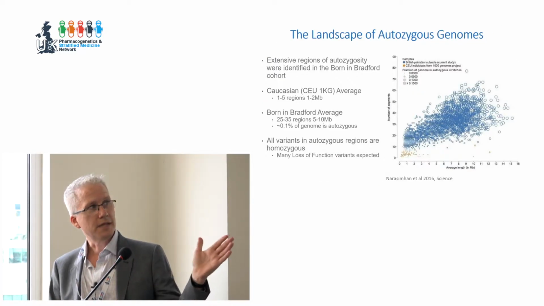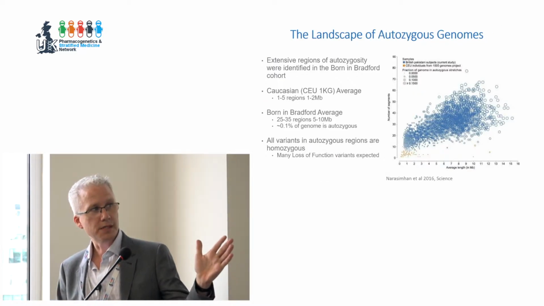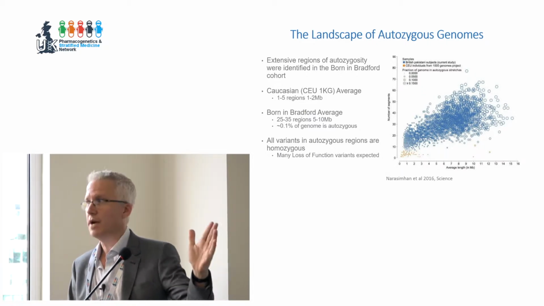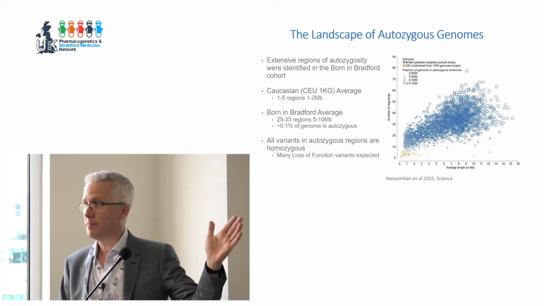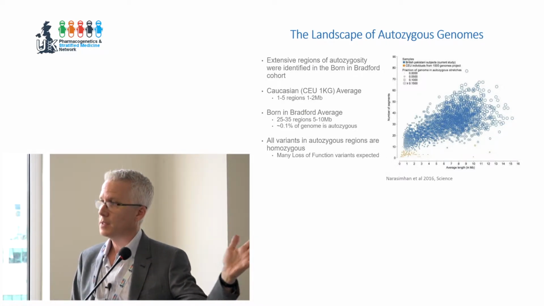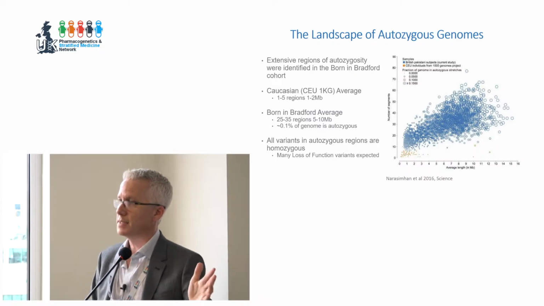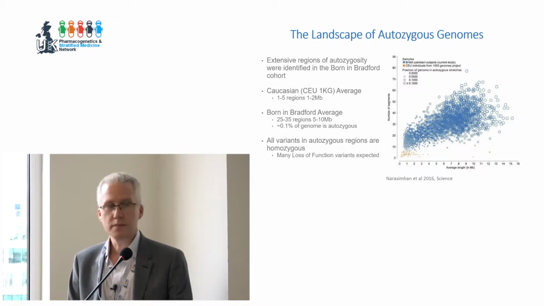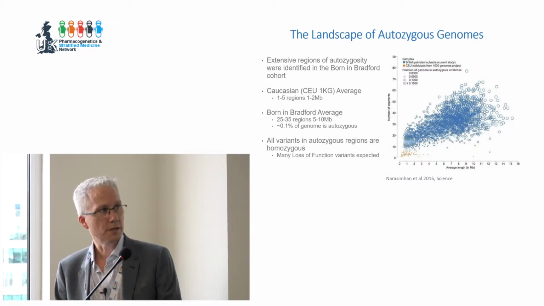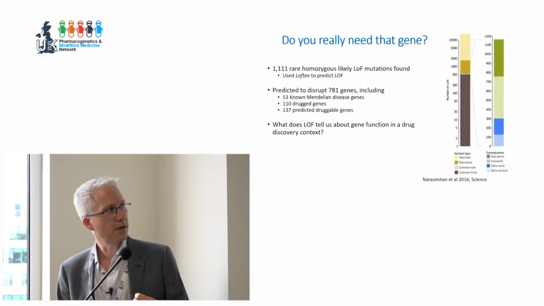And the genomes of this cohort are really interesting in that they have huge areas of autozygosity, where basically both strands of the chromosome are inherited from the same ancestor, so they have huge amounts of homozygous loss of function mutations. And David talked about this, so I don't need to go into too much detail.